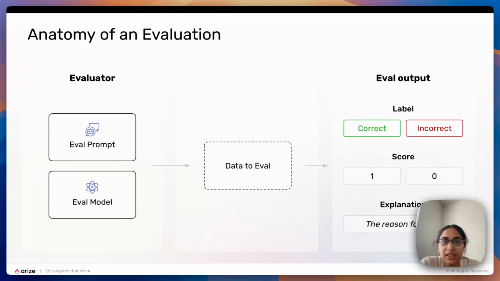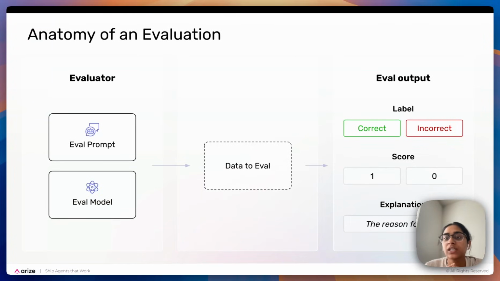So moving on, this is the anatomy of your evaluation. This is exactly what we had just said. You need prompt, model, and data, right? If that's the stuff that you are creating for your evaluation, then your output will be things like your label, your score, as well as your explanation.